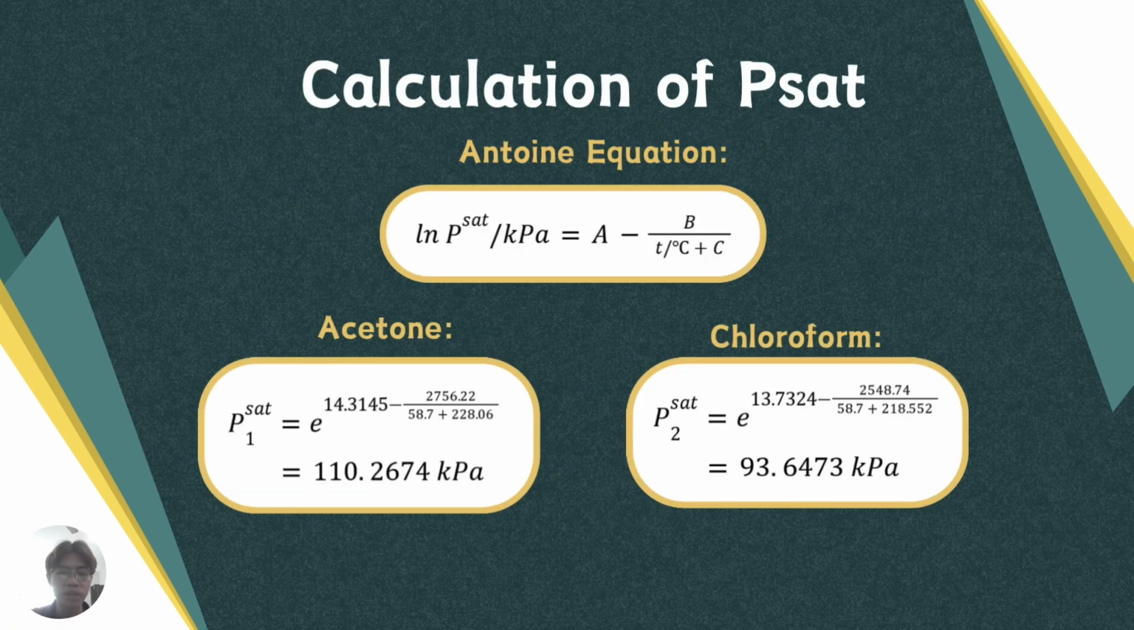Calculation of saturated pressure. This shows the endpoint equations and the endpoints calculations for both acetone and chloroform. For the acetone, we get the saturated pressure of 110.2674 kilopascal, while for the chloroform, we get the saturated pressure of 93.6473 kilopascal. Now I'll pass to my teammates to continue with the presentation.